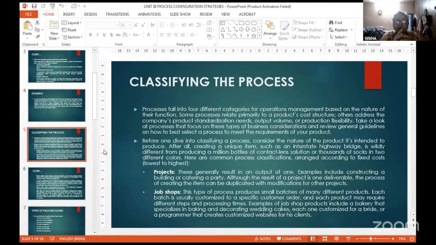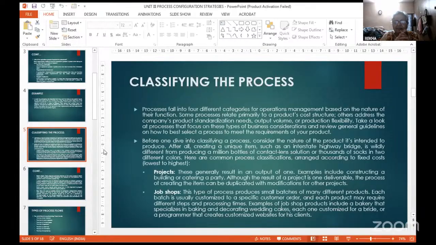Then you have job shops. This type of process produces small batches. For example, you are making cookies. The cookies are done in small batches. This type of process produces small batches of many different products. Each batch is usually customized to a specific customer order.